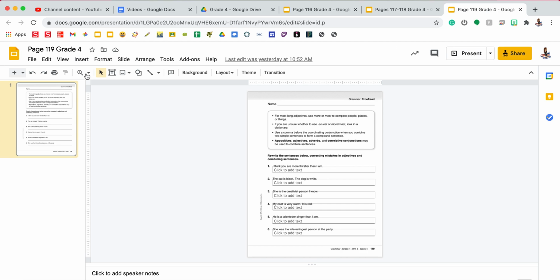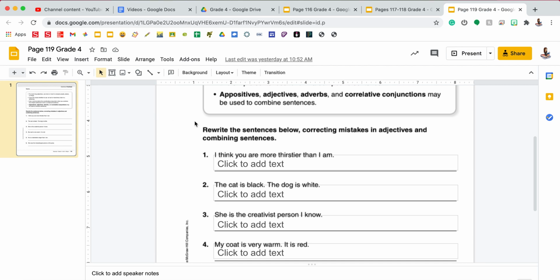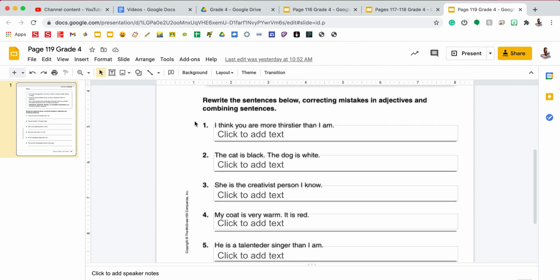Your last page is page 119, your proofreading page. The box at the top will go over all the directions from the previous pages, and the directions state to rewrite the sentences below, correcting mistakes in adjectives and combining sentences. We're going to do 2 together.